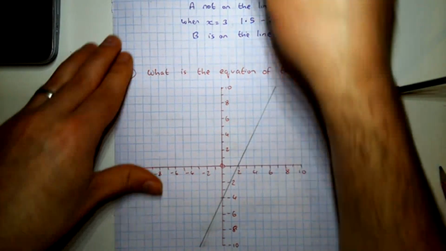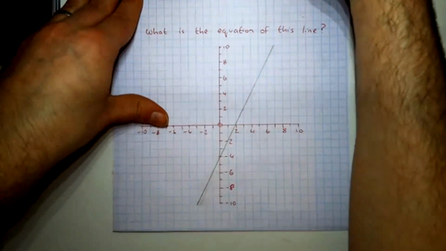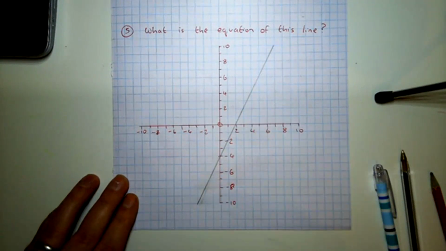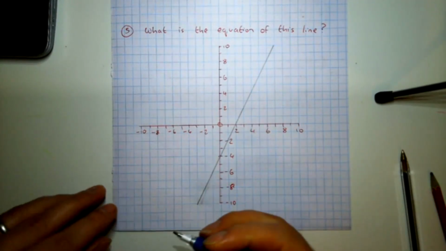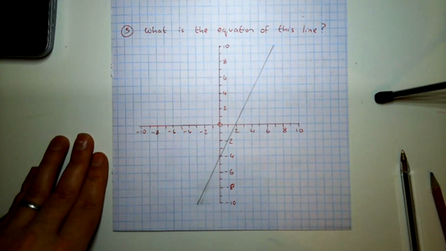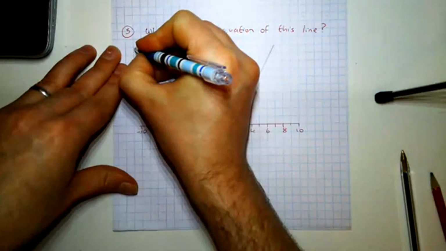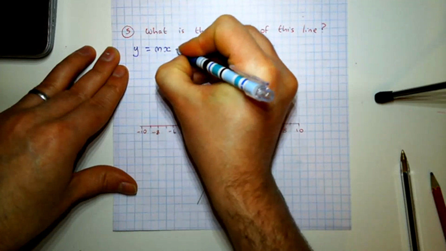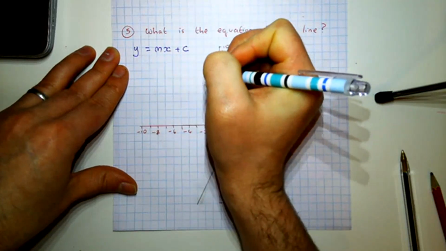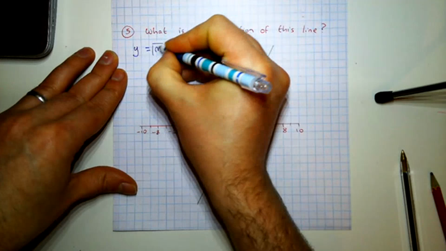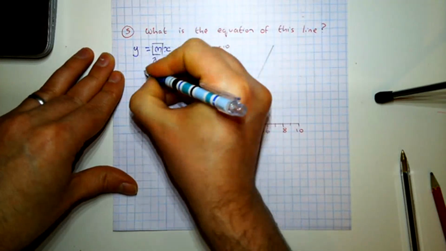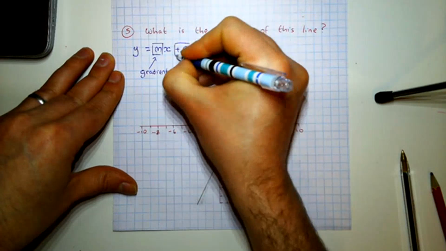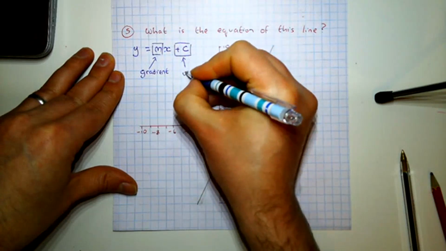So I had a look at the line before and I figured out what the gradient was. Now I want to know what the equation is. So remember, in general, your equation for a straight line is y equals mx plus c, where m is your gradient, and c is your y-intercept.